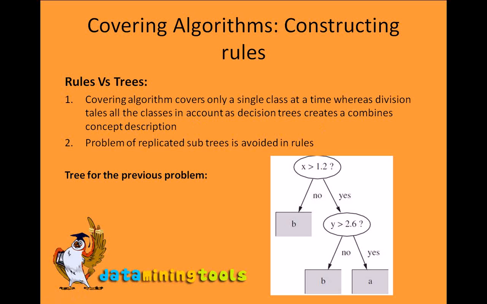Pretty easy to understand. The problem of replicated subtree is avoided in rules. If you remember, we studied a case where we had replicated subtree. That problem is avoided in rules. If we construct the decision tree for the rules which we derived in our previous case, this is the decision tree which we have.